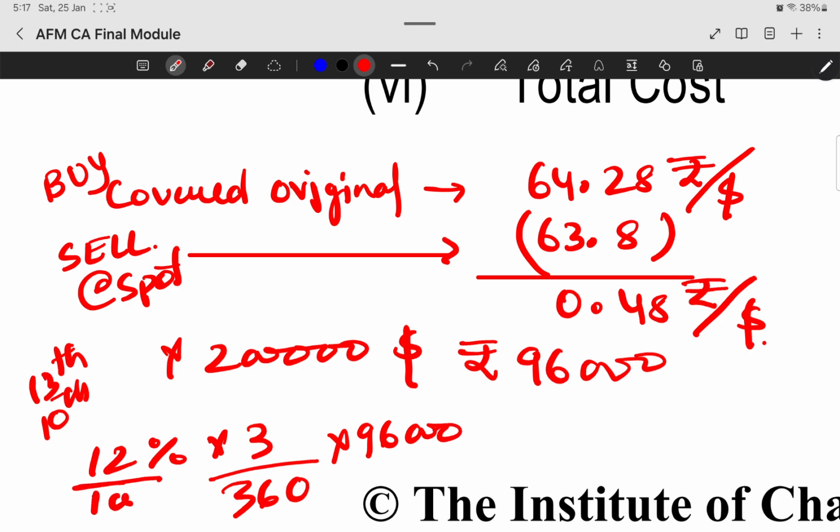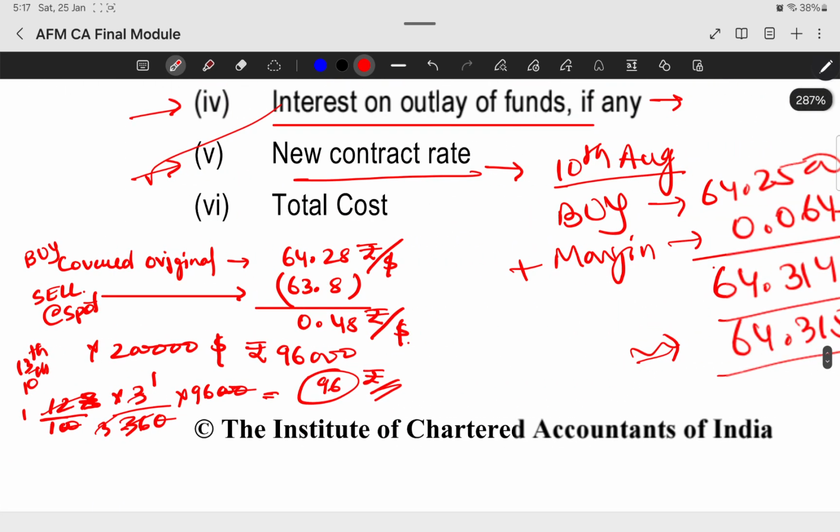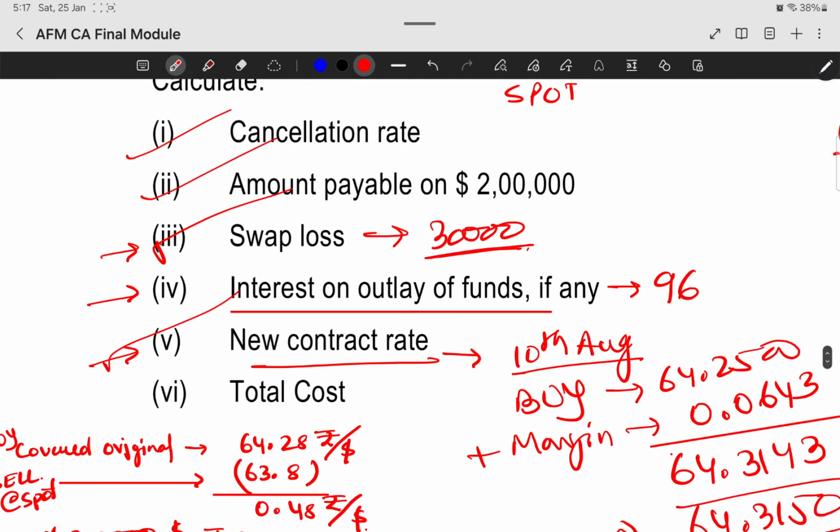So in order to cancel out the zeros, you first remove this. The threes cancel, you get 96. That's the answer. 96 rupees is your interest outlay. So your interest outlay would be 96.